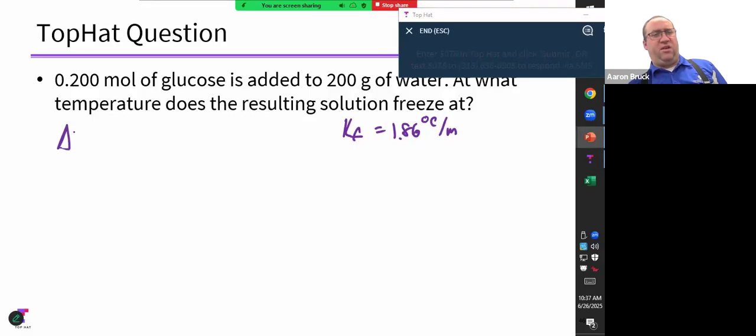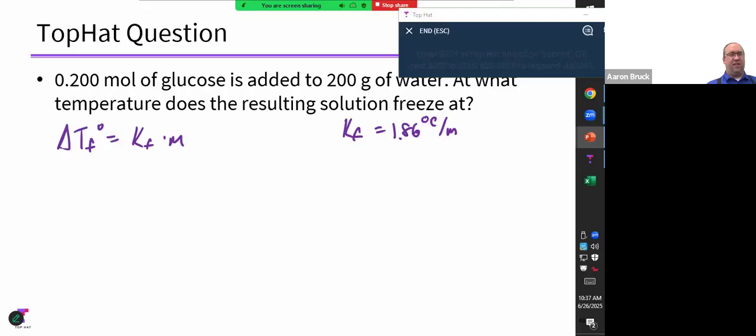The freezing point depression calculation equation is effectively the same as what it was for boiling point. It's the constant times molality. We have the constant, we just need to figure out the molality.